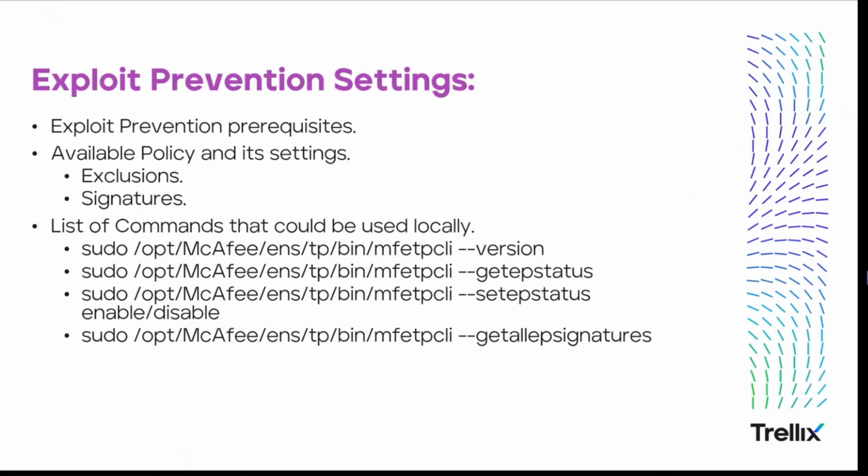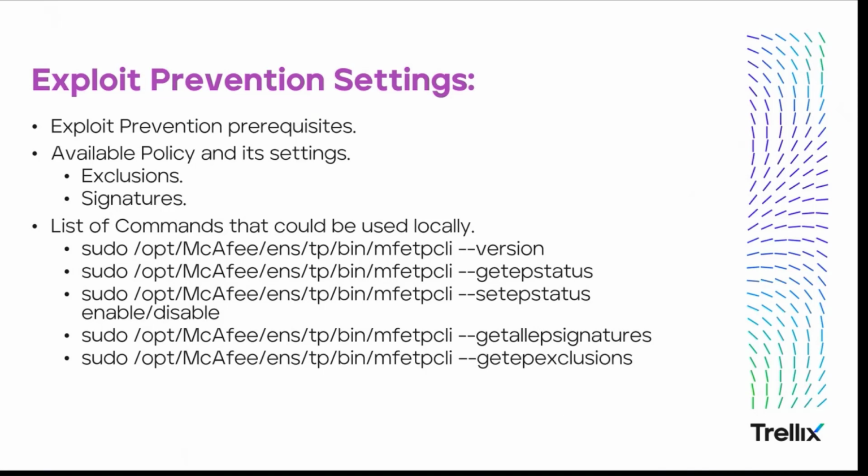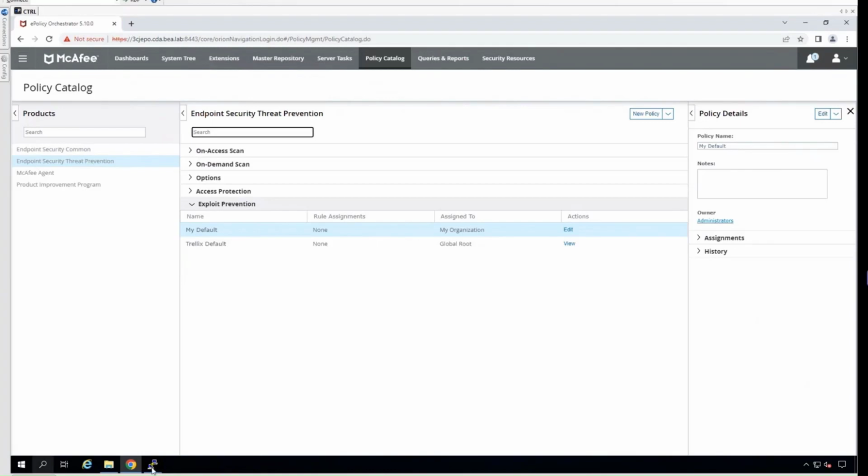Next would be mfetpcli get all EP signatures. This will list all the signatures available on the client. The last would be get EP exclusions, which will list all the exclusions on the machine. Let's jump to our client machine.